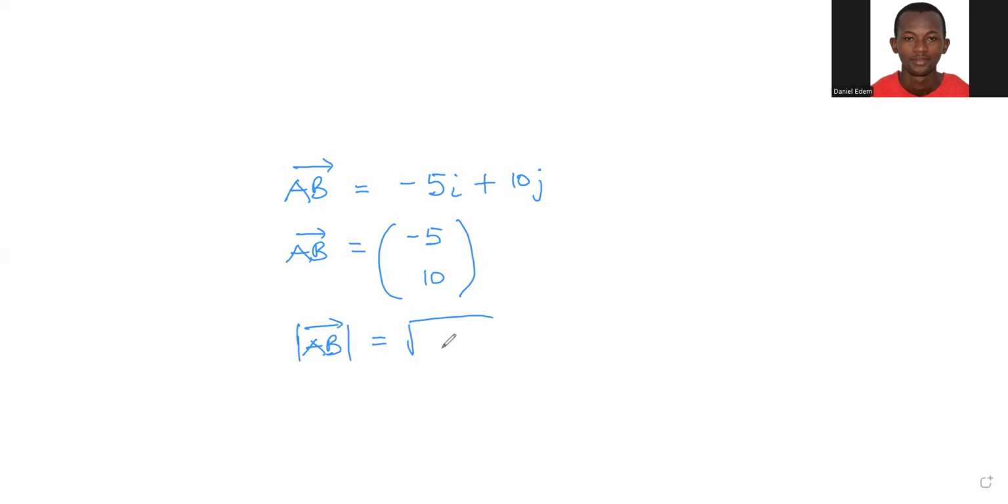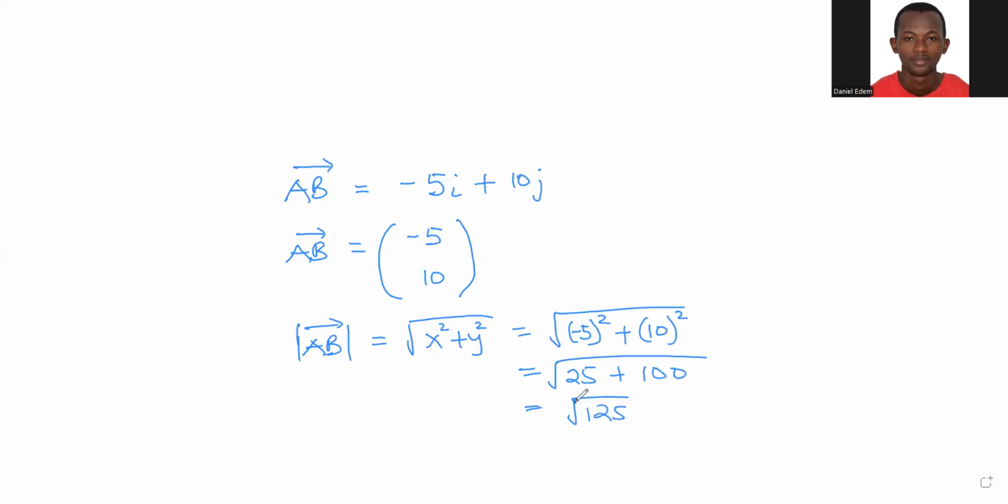The formula, as we said, is the square root of x squared plus y squared. So this is going to give you negative 5 squared plus 10 squared. Negative 5 squared is 25, and 10 squared is 100. So this gives you square root of 125. And you now break it down and you add your unit to it. So this is how we solve magnitude.